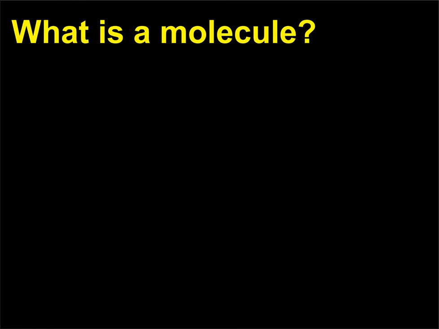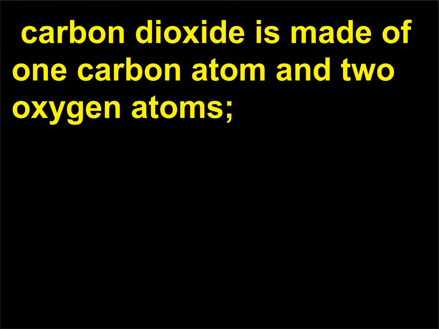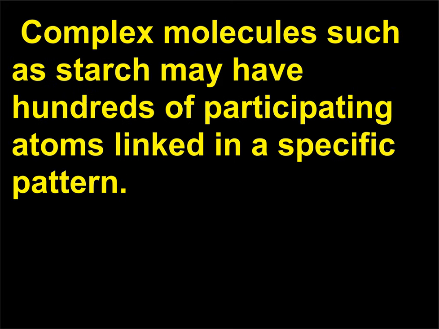What is a molecule? Molecules are made of specific combinations of atoms. For example, carbon dioxide is made of one carbon atom and two oxygen atoms. Water is made of two hydrogen atoms and one oxygen atom, and the atoms are joined by chemical bonds. Complex molecules such as starch may have hundreds of participating atoms linked in a specific pattern.